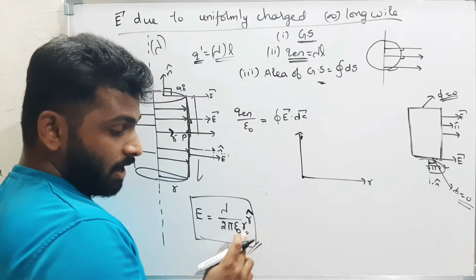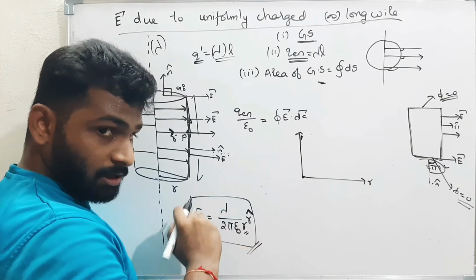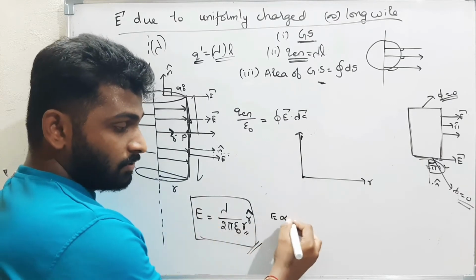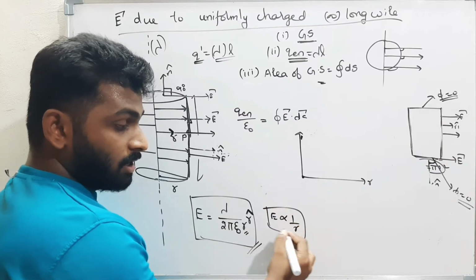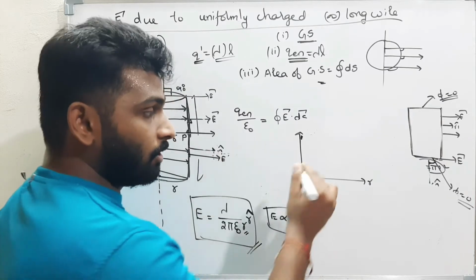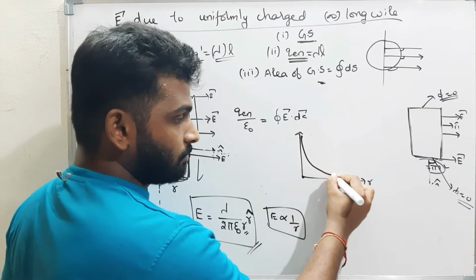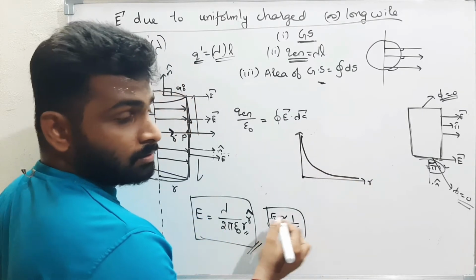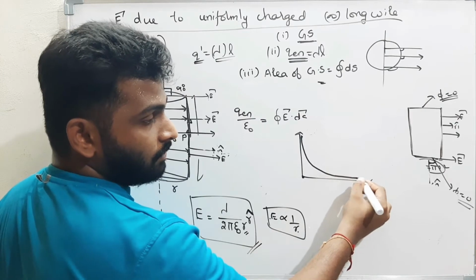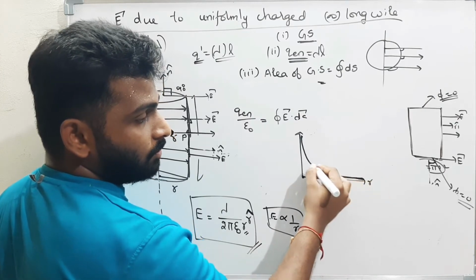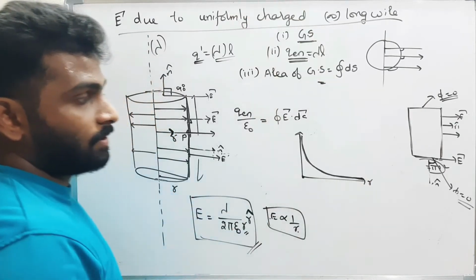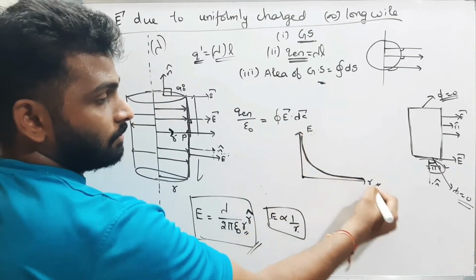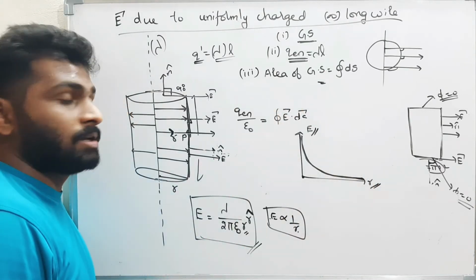Now as R is gradually increasing, the electric field gradually decreases. The electric field is proportional to 1 by R. That means it is a rectangular hyperbola. Therefore the graph will be like this. As R is infinity, the electric field is 0. Therefore the graph is a rectangular hyperbola. Electric field versus R. I think this is clear.